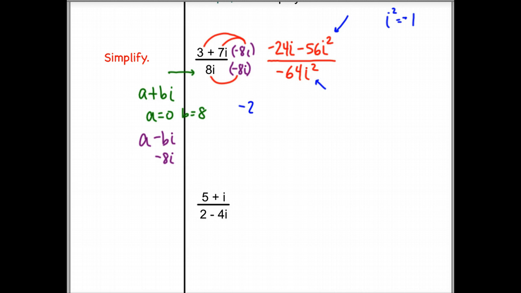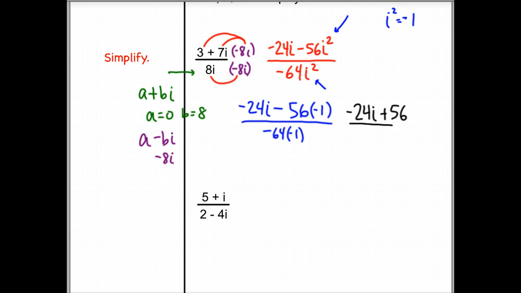So we have -24i minus 56 times -1 over -64 times -1. So let's simplify now. We have -24i plus 56, all divided by 64. Now what we can do is we can simplify.